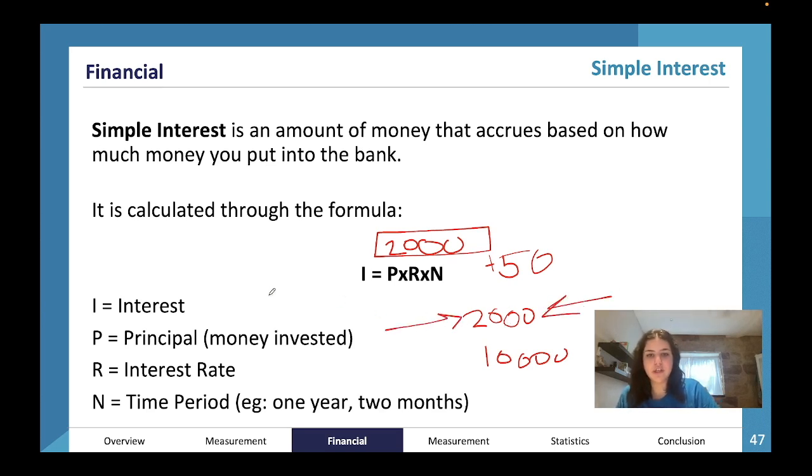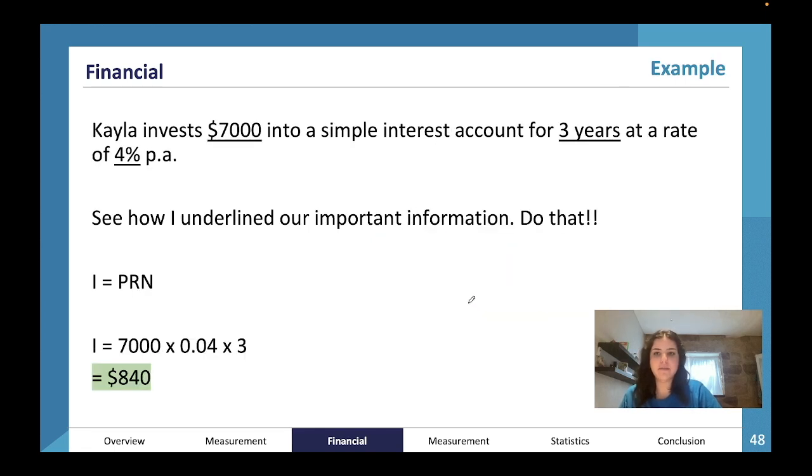This is simple interest. So I equals interest. P is the principal or the money invested. R is the interest rate, which is usually expressed in a percentage or a decimal point. And N is the time period. So how many times over is the money going to be calculated, or the interest is going to be calculated.